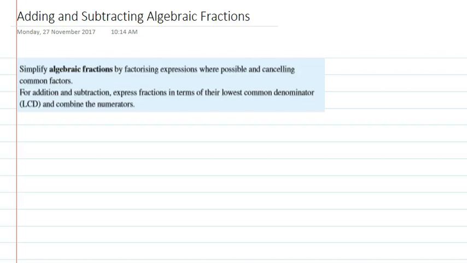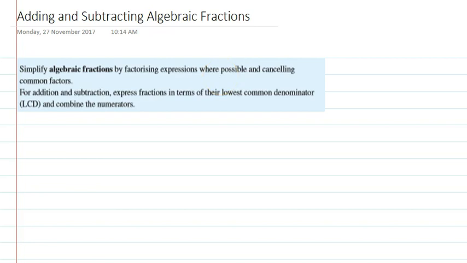In this video, we're going to look at adding and subtracting fractions. In order to do this, we need to make sure that we express the fractions in terms of the lowest common denominator, and then we're going to combine the numerators together. We're also going to make sure that our answer is in simplest form, and to simplify an algebraic fraction, you factorize it and cancel where possible.